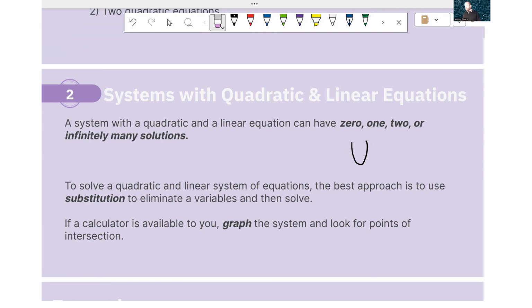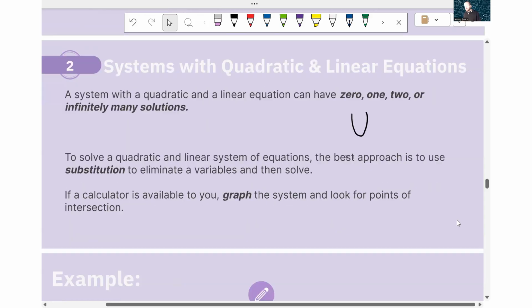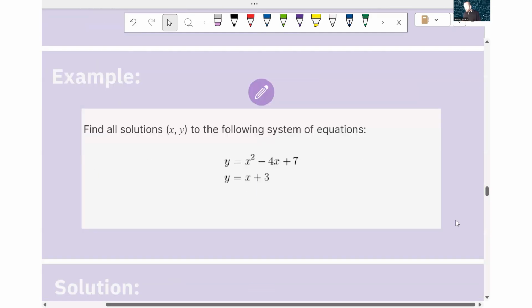All right, so to solve a quadratic and linear systems of equations, the best approach to use is substitution, and then we eliminate the variables and solve. This first one says find all the solutions for the system of equations. So probably the easiest thing to do would be to just graph this on Desmos. And so if you go to desmos.com/calculator, you can graph this on the calculator.